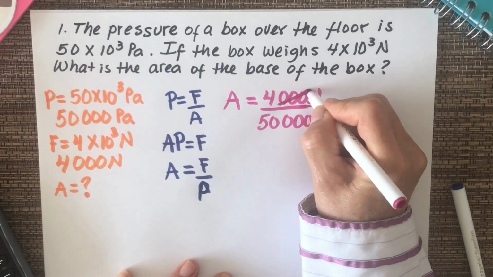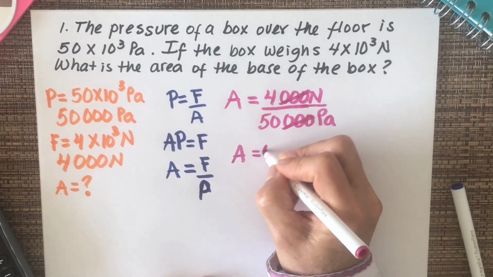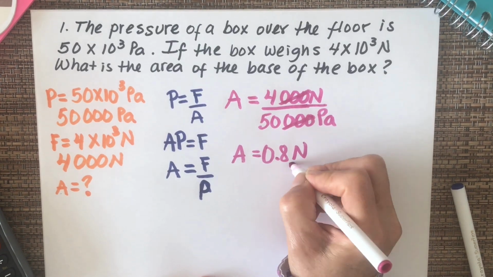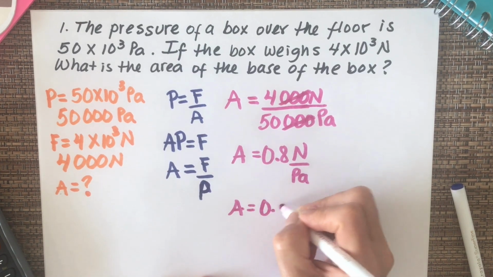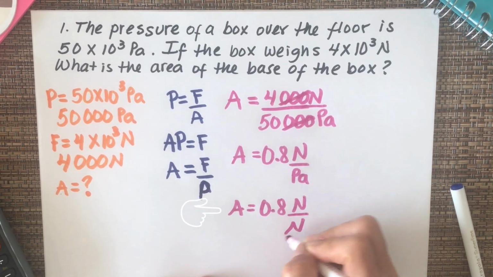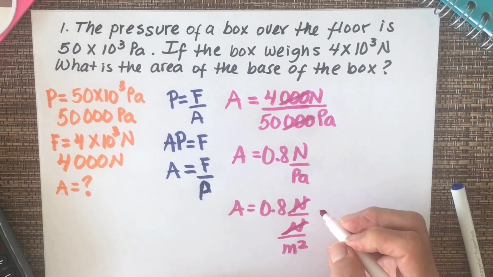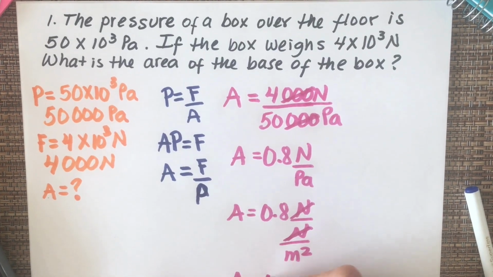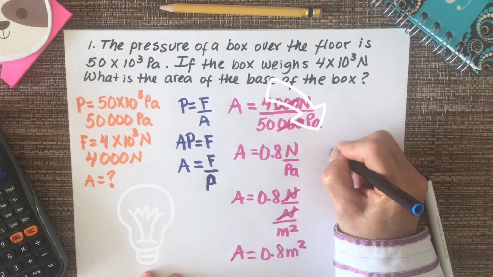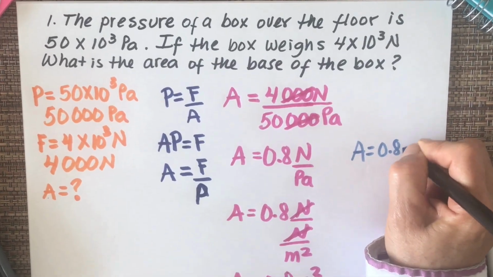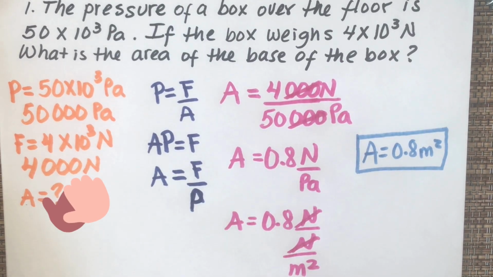We need to eliminate these zeros and we have 0.8 newtons over pascal. We know that 1 pascal is equal to newton over a square meter. Then we need to eliminate these units, and the result is 0.8 square meters of area. Remember that you need to write the result with a line around it. That's all. Well done.